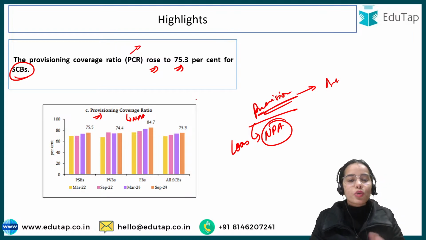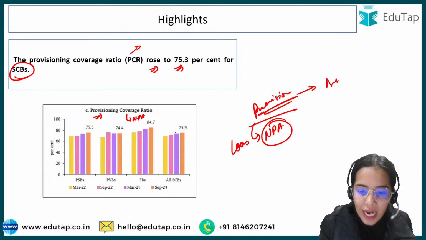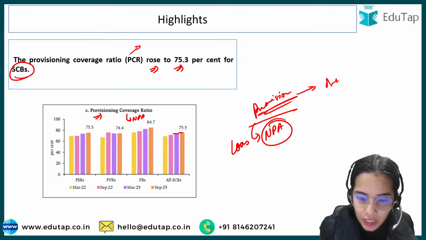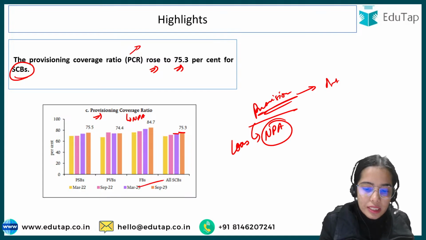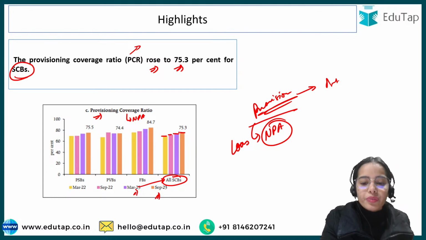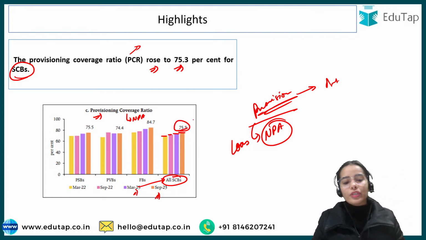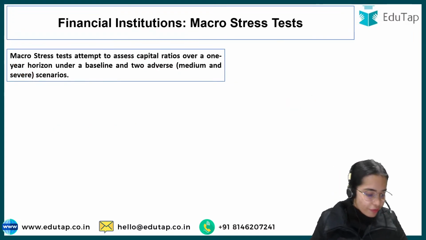75.3%. So that is a good percentage that the banks are able to maintain. And it is slightly higher than March 2023. You can see that for all the scheduled commercial banks, for March 2022 it was lower. In September 2022 it has increased. It has further increased in March 2023, and in September 2023 it is 75.3%. That is a good percentage. Any confusion till now?